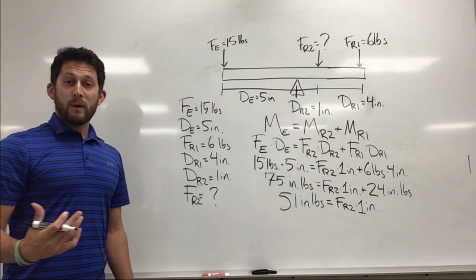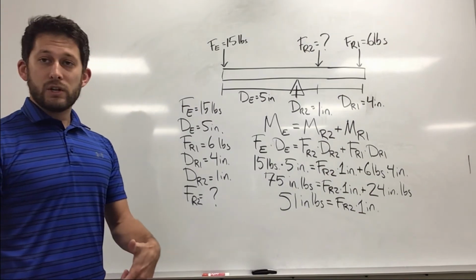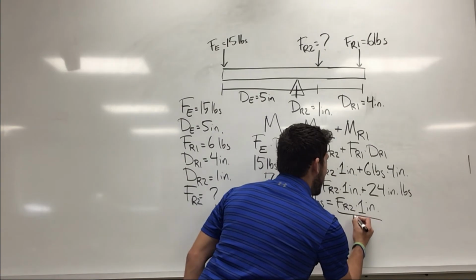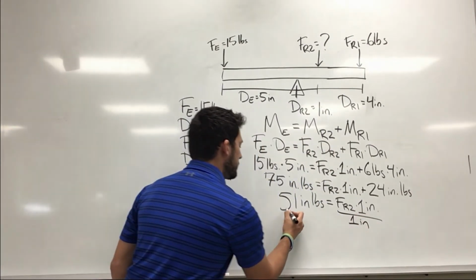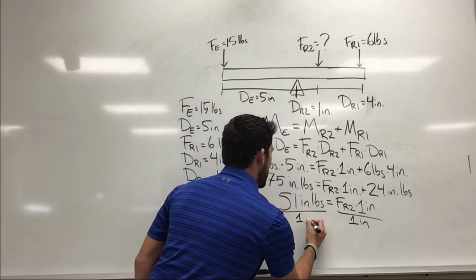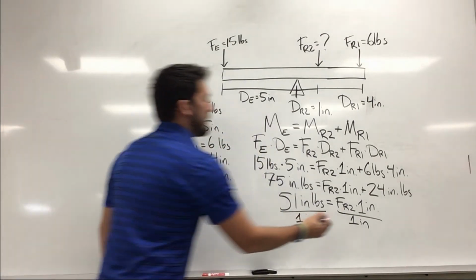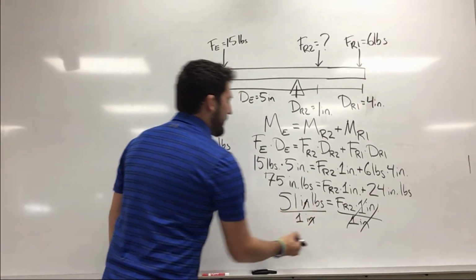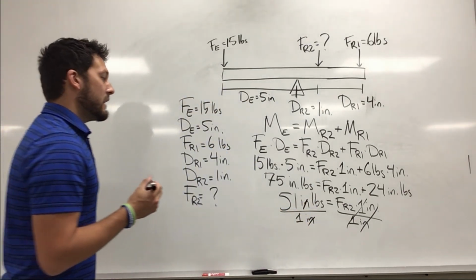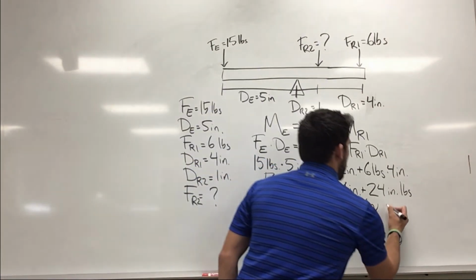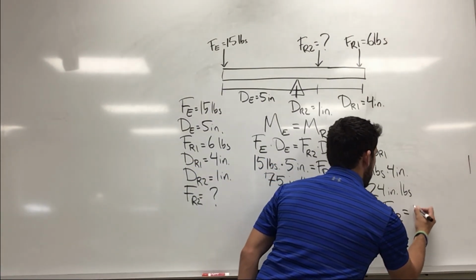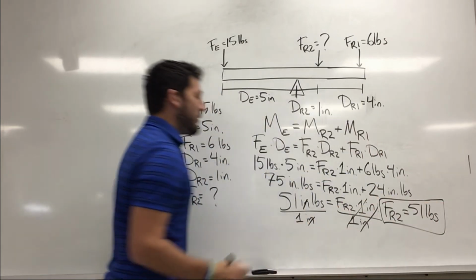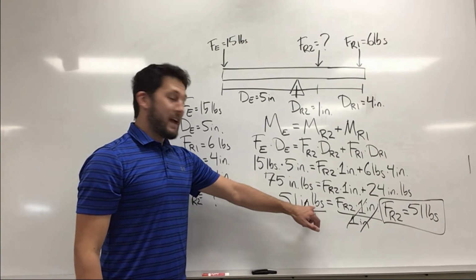And we have one last thing we have to do. We do have to divide by 1 inch. And the reason that's important is if I divide everything by 1 inch, that's going to help us a lot with our units. Divided by 1 inch. So we have 1 inch going away on that side, and we have inches going away on this side. So we find that Fr2 has to be equal to 51 pounds based on that unit that's left.